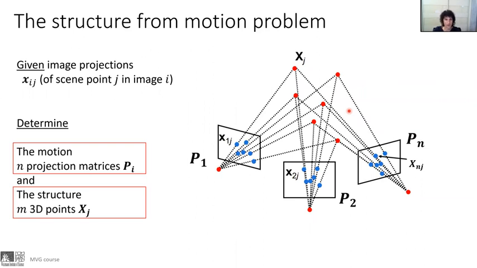We are given image projections in the images, like x1j, x2j, etc. xij denotes the projection of scene point j in image i. And from these measurements, you would like to determine the motion and the structure, which means that you'd like to recover the N projection matrices and M 3D points.